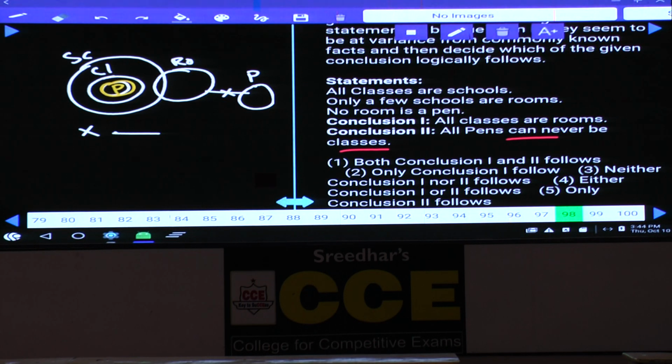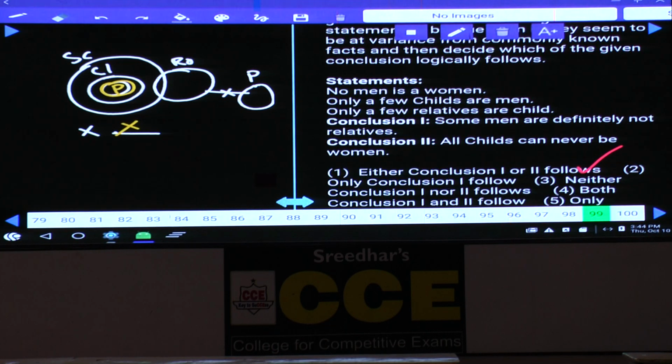Only few schools are rooms. Now also only few schools are rooms is possible. Isn't it? As all the statements are valid. Hence for me it is possible. His claim is that it is not possible, that will be wrong. Then what is your answer here? Neither 1 nor 2, that is choice 3 is the answer. 98, it is choice 3.